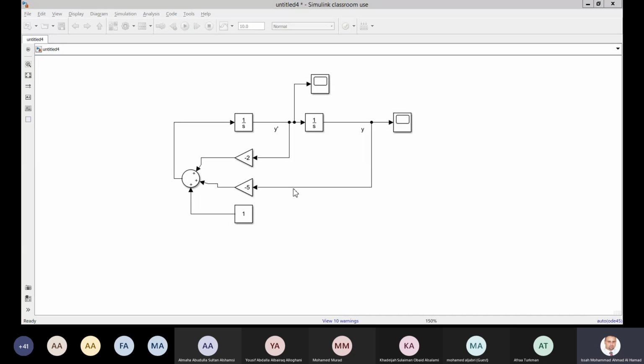Would you like to get one example to practice by yourself, if you are practicing now on Matlab? They are saying okay. Okay, so I will give you this example, and I will give you like 5 minutes to do it.